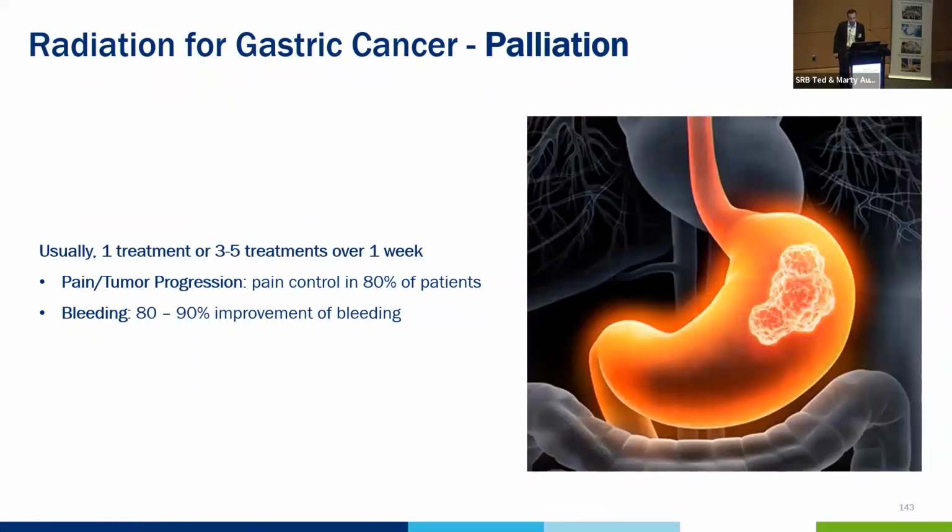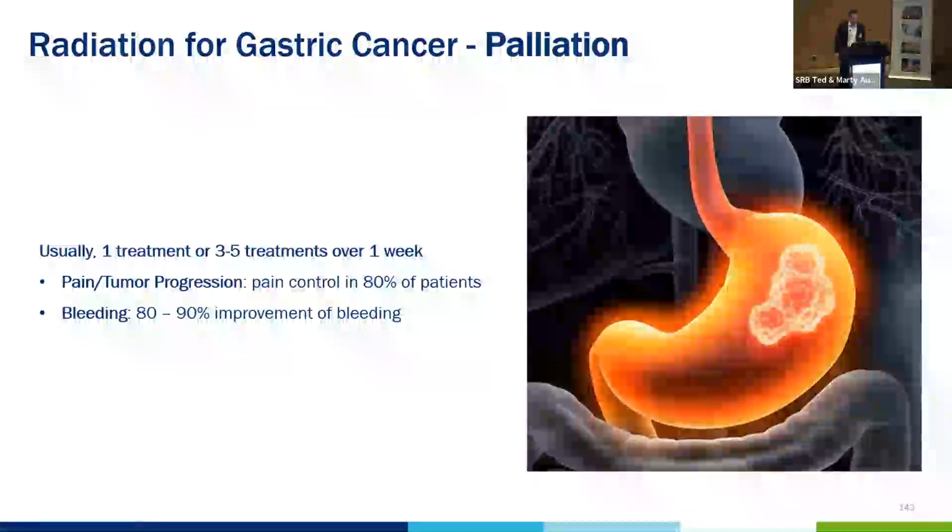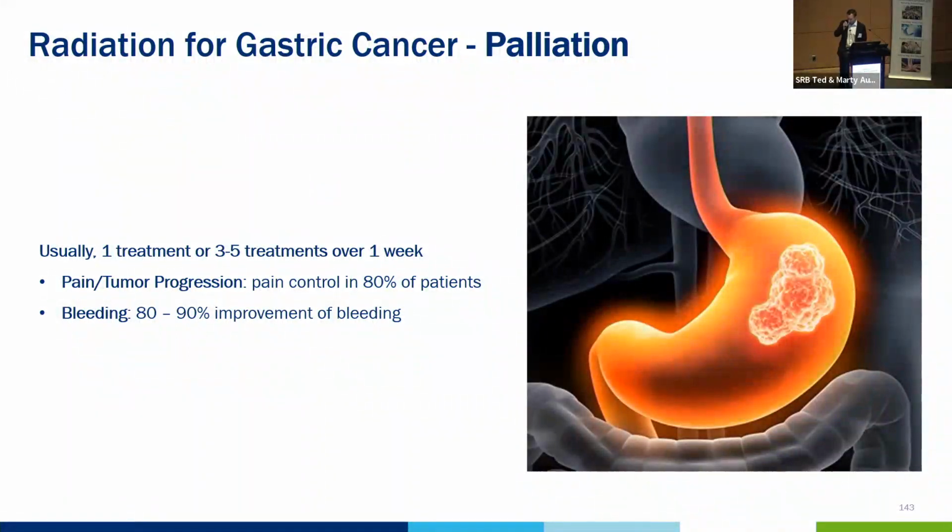And if it's a brisk bleed, we more frequently consult an interventional radiology team because they can frequently embolize a blood vessel. As Dr. Mock had mentioned, if there's a structural abnormality, a stent can be more effective for gastric outlet obstruction. But if there's pain, this radiation can frequently be applied for pain to the stomach or to other parts of the body.